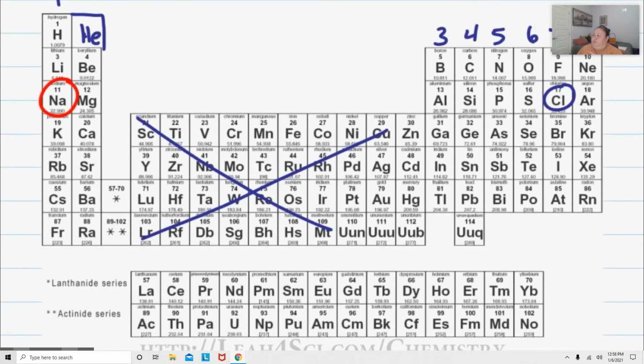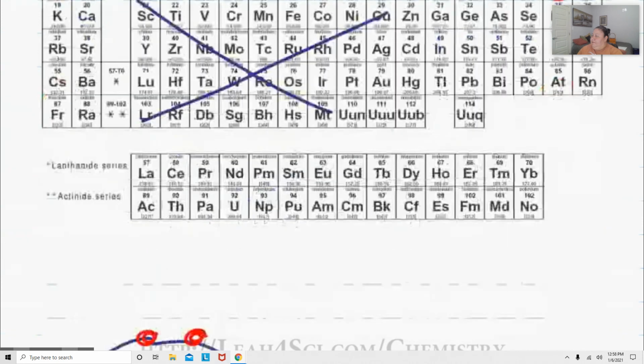Looking back at the periodic table, let's see what happens when we analyze chlorine, which has an atomic number of 17 and is also located in the third period. We'll start with the nucleus, which has a charge of plus 17 due to its atomic number.